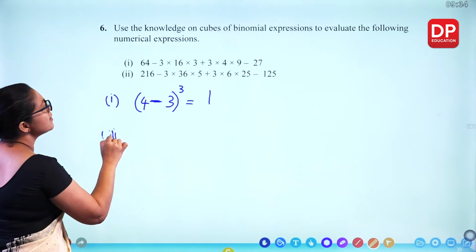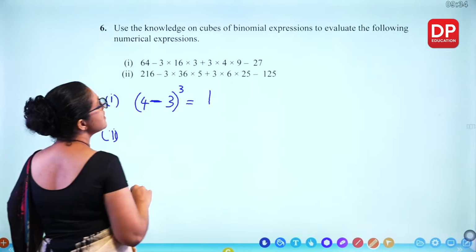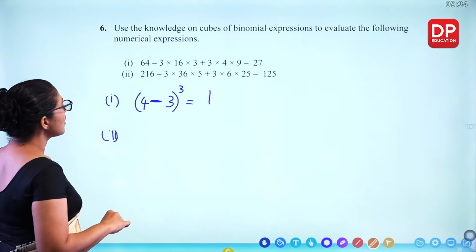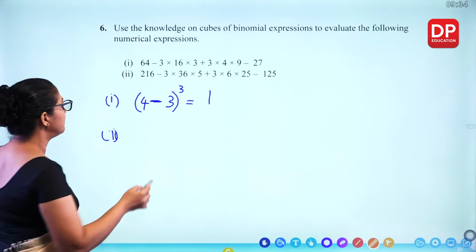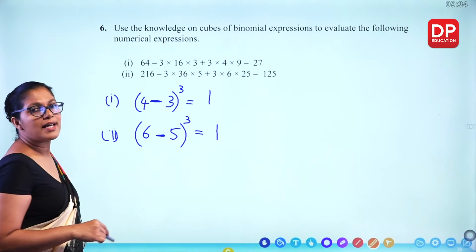Second part, this is also cube term is given. 216. What's the cube term? 6. What's 125? 5 to the power 3. Plus minus means this is minus. And you are getting cube term. So what's the answer? 6 minus 5, 1. 1 to the power 3. You are getting 1.